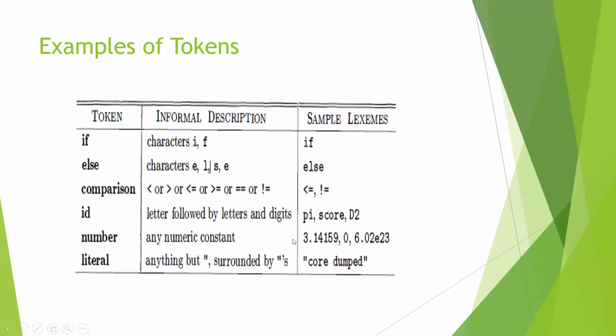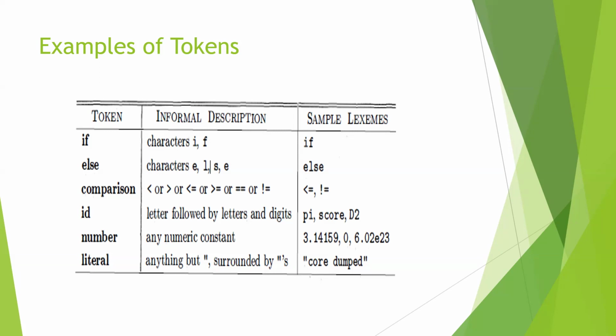Another example for tokens is the conditional statement, that is the if else statement. Here, if is my token, where the characters i and f form an informal description of that token, and the lexeme is again if. If we consider else, then the characters are e-l-s-e, and again the lexeme is else. If we consider comparison as a token, then the sample lexemes are less than or equal to, greater than or equal to, not equal to. If we consider ID as a token, then the lexeme is a variable declared with that identifier. Here the examples are pi, score, D2.